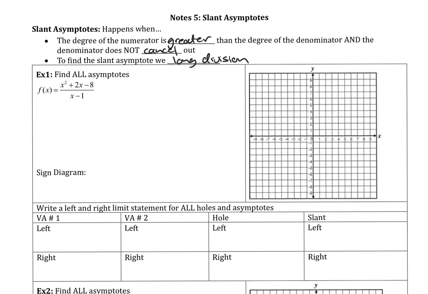For our first example, let's go ahead and make sure that we know we're going to have a slant asymptote. I look at my numerator and I see that my degree is 2. I look at my denominator, I see my degree is 1. So this is going to be our third situation where the numerator has a larger degree.